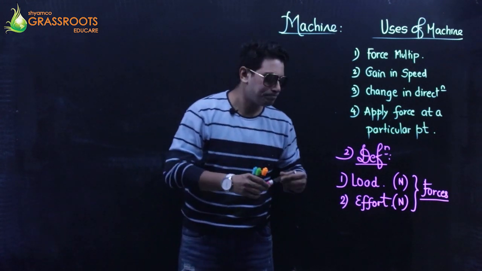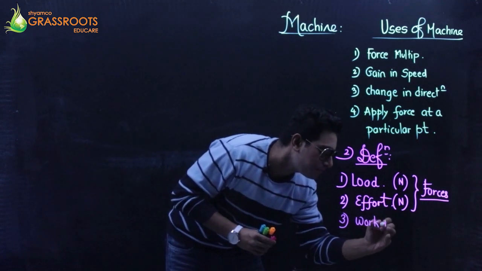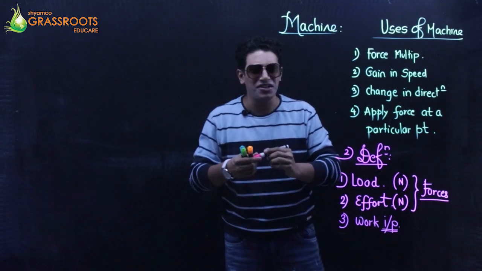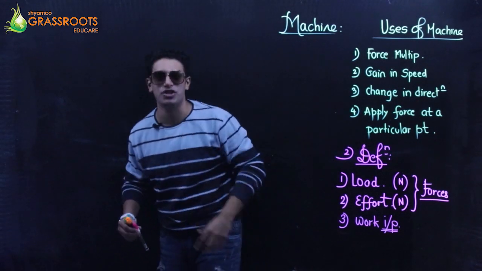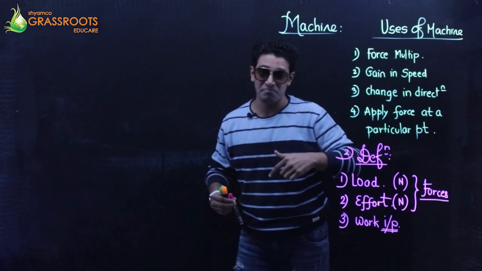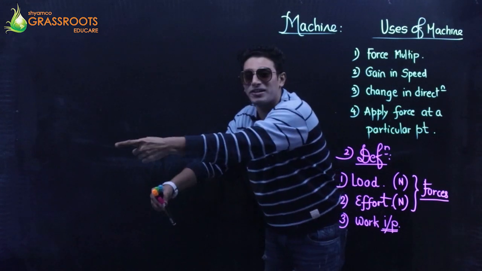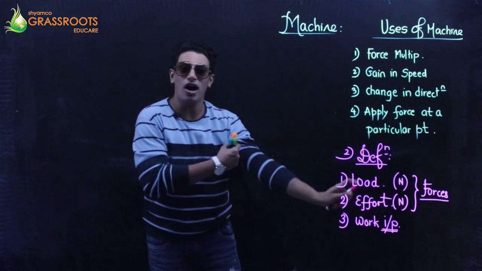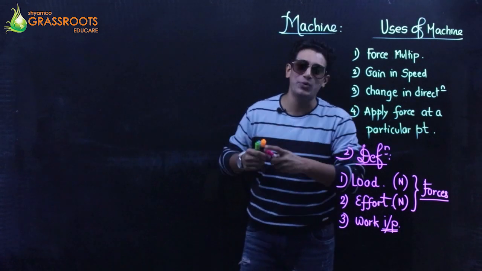The third definition is about the work input. Now this is the way I'm going to write input. Work input. I am doing work. I am putting my effort on that machine. So work input is the work done by me. It is the work done by the effort on the machine to overcome the load. So what is work input? Work input is the work done by the effort on the machine to overcome the load.